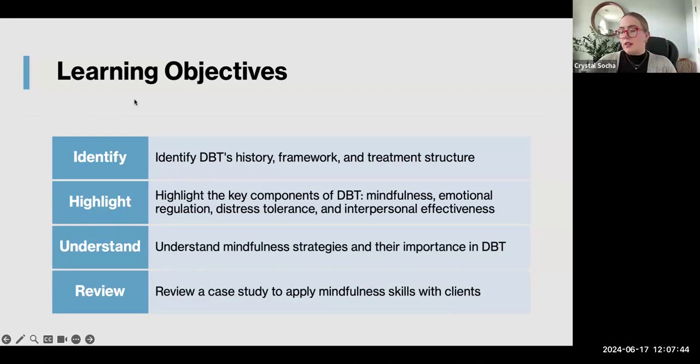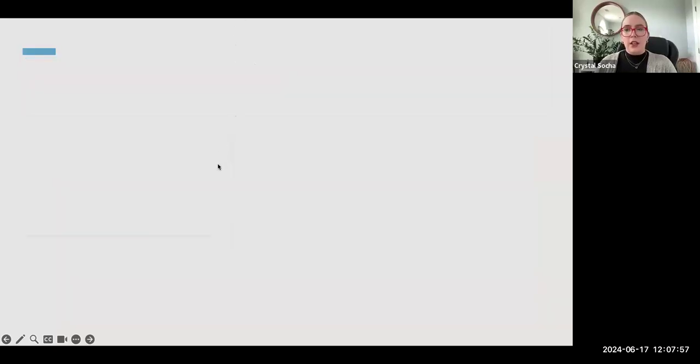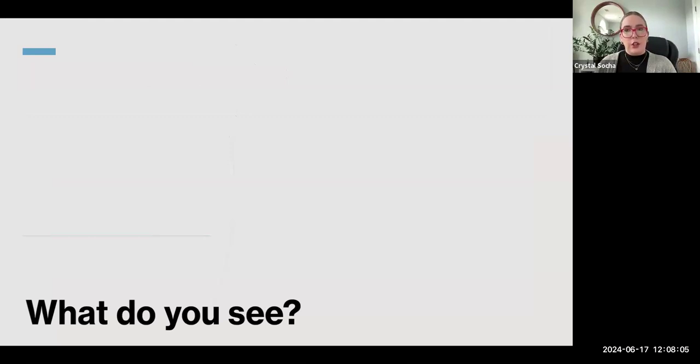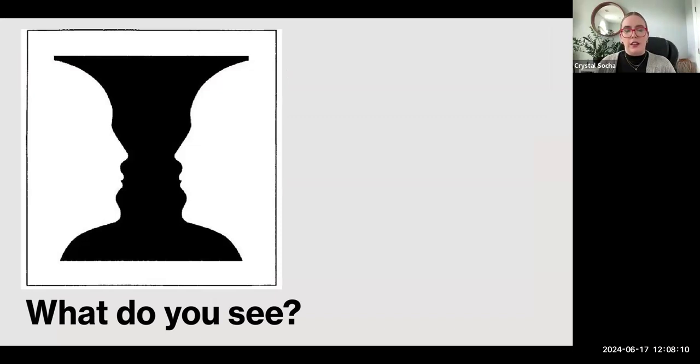I'd like to start with a little activity that, in my opinion, frames the way that we look at DBT. I'm going to ask if you are able to, in the chat, let me know. I'm going to show 2 images and I'll describe them thereafter. So let me know what you see in these 2 images. I'll show one. So what do you see in this image?